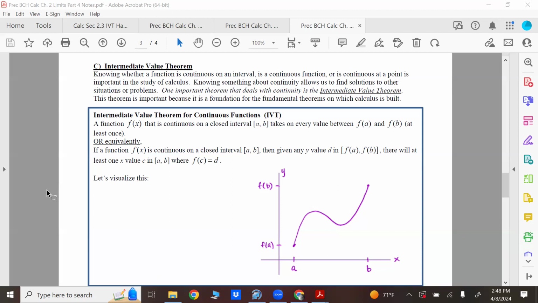So there's a formality that goes with it. I just gave you a sloppy but more layman's version that makes sense. As long as the function is continuous on a closed interval, very important, this has to happen. If that does not happen, you can't apply this theorem. We'll use an example of how this will not happen.